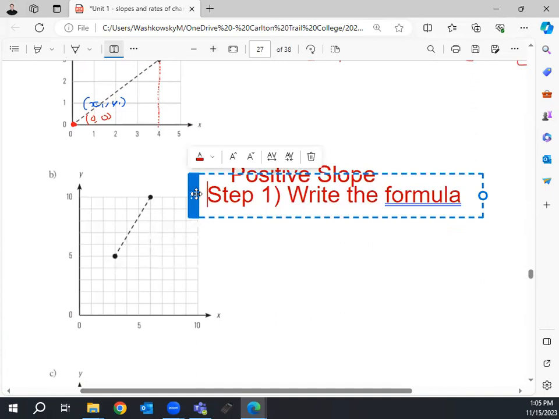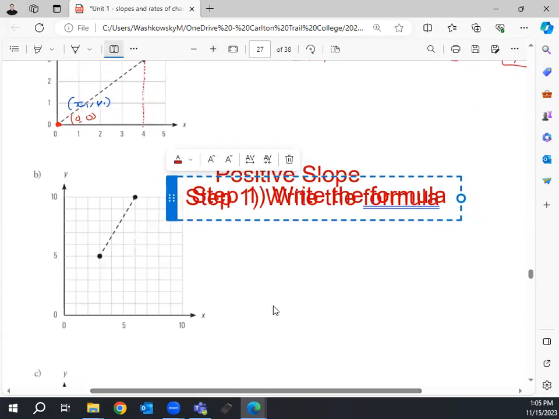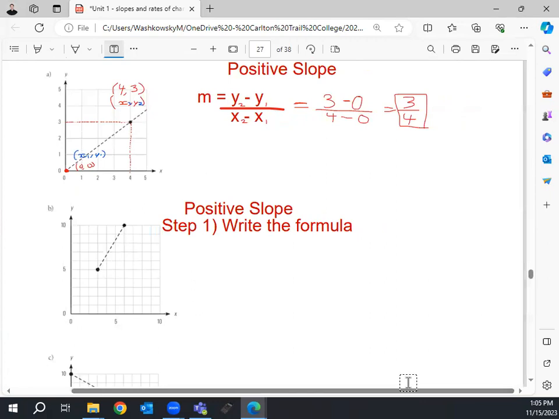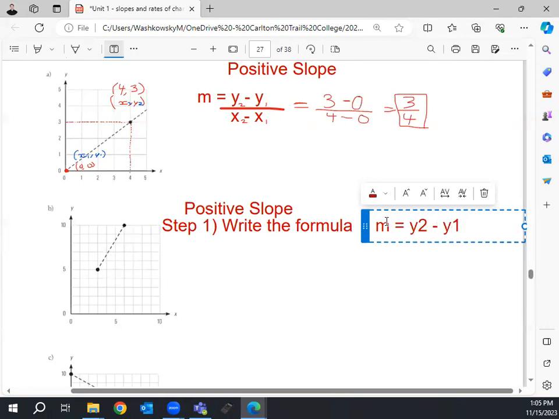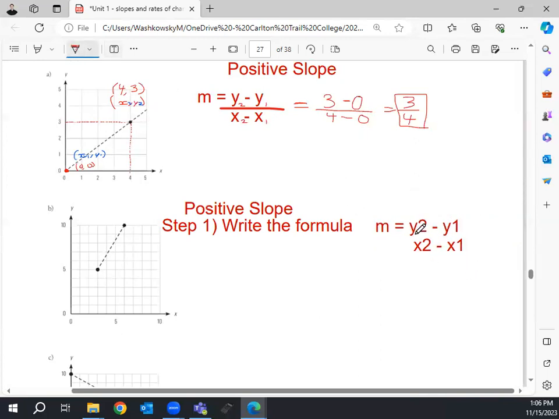So I'm using a graph to find a slope. What's my formula I have to use then? Yeah, m equals. I'm just going to do this, just to keep it neat. These are supposed to be little, but just to keep it neat. Okay, so I'm writing my formula.